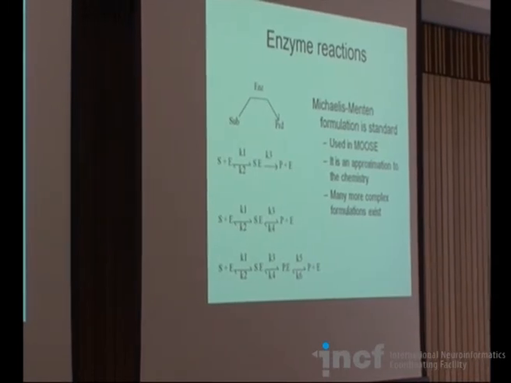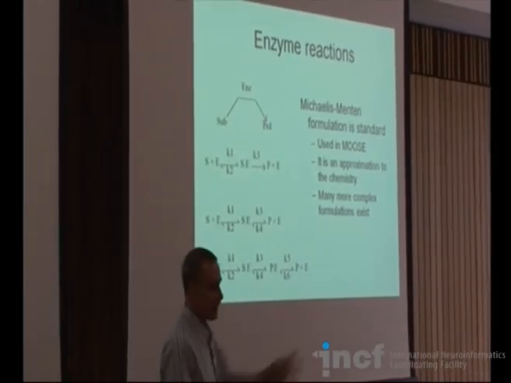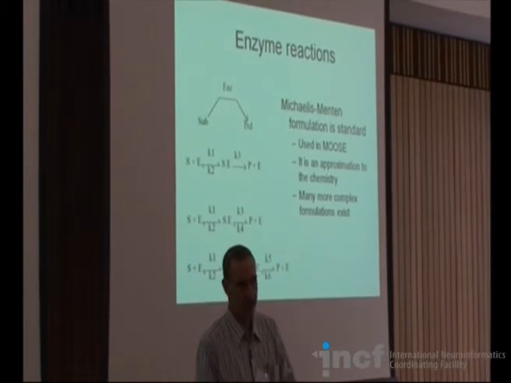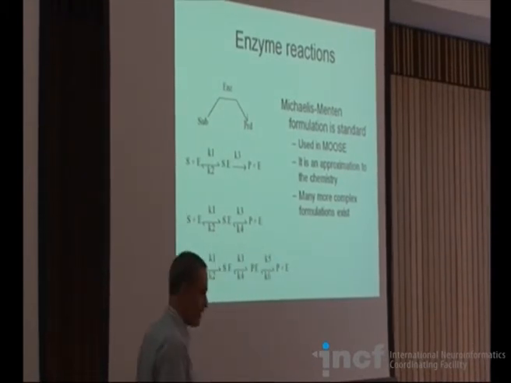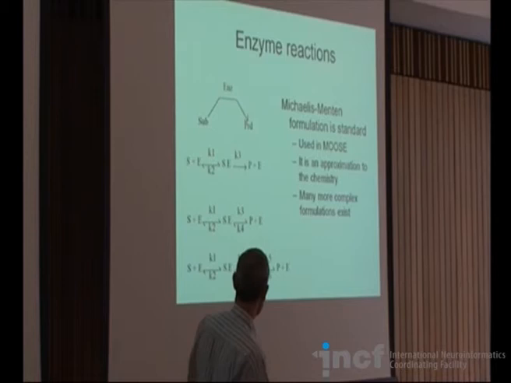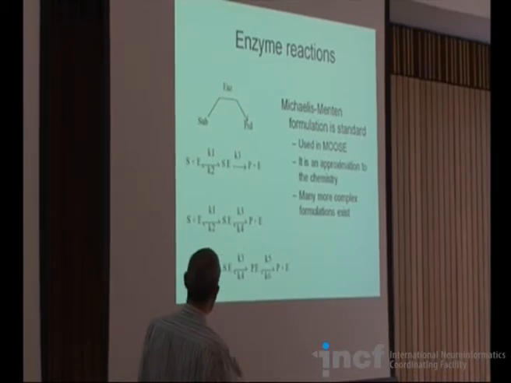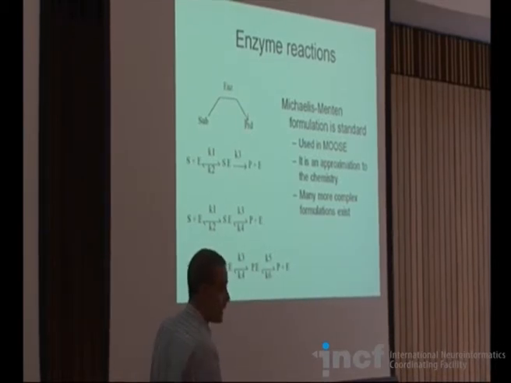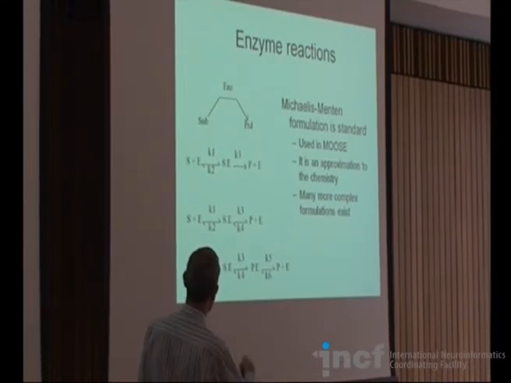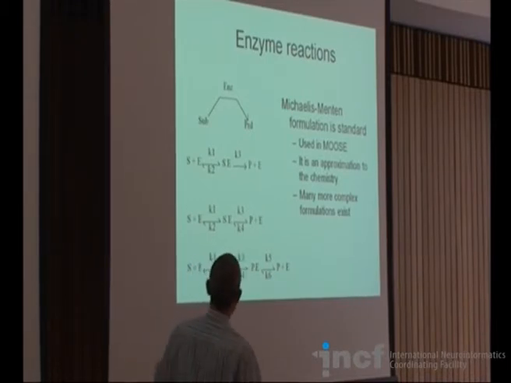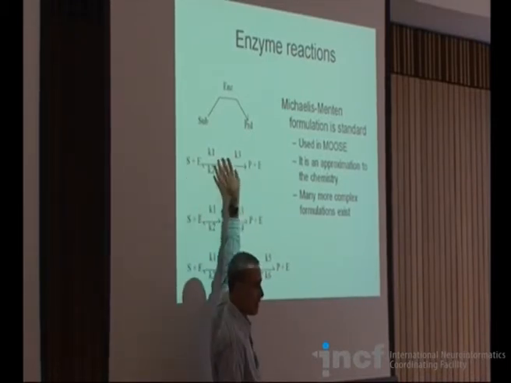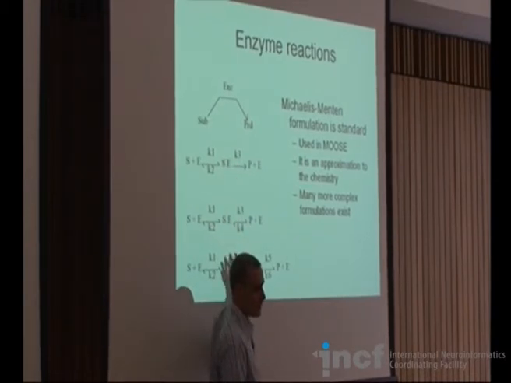Okay, so enzyme reactions are a little bit nastier, in fact, a lot nastier, and it's been the subject of intense study by biochemists. I'm not going to hammer the point in, except to say that this kind of simple enzymatic reaction scheme can be expressed in a simple form. This is the Michaelis-Menten form, or a more complicated form, or a yet more complicated form. This is the level at which we and many people do calculations.